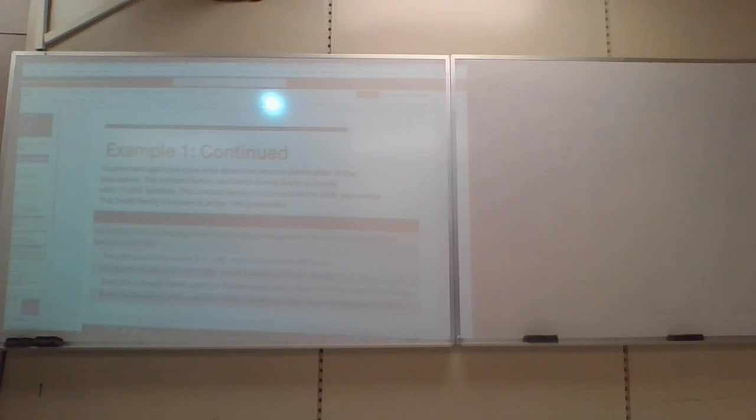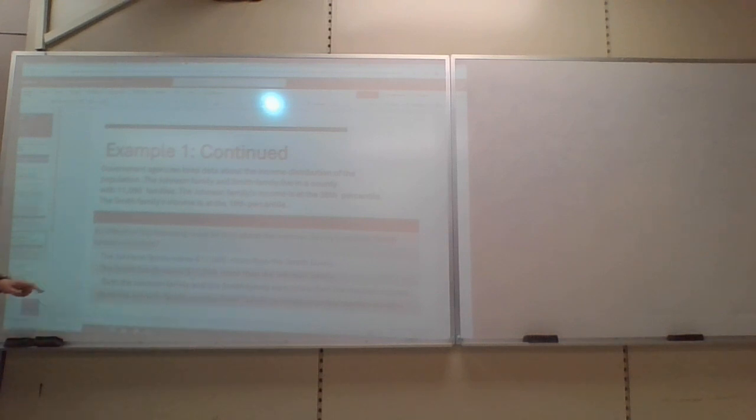So let's find out which one is true about the Johnson family and the Smith family's incomes. The Johnson family earns 17,000 more than the Smith family. I don't see anything where it says about 17,000. Did you? If you did, you guys are seeing something I didn't. Or is it the Smith family earns 17,000 more than the Johnson family? I don't see anything about that either. Because I go, huh?